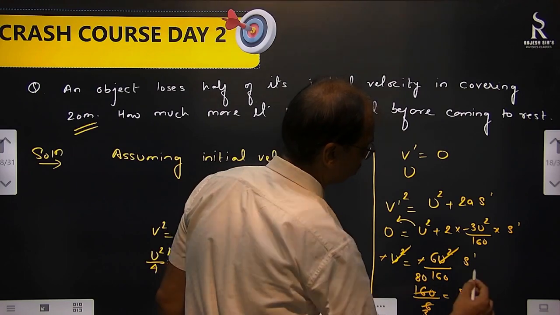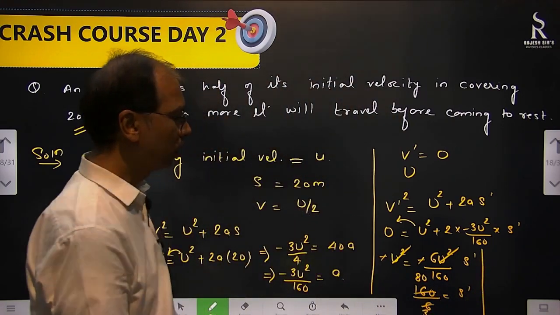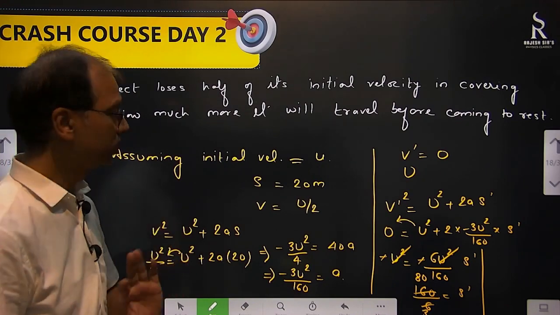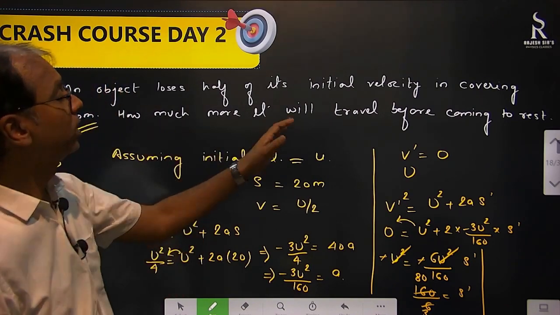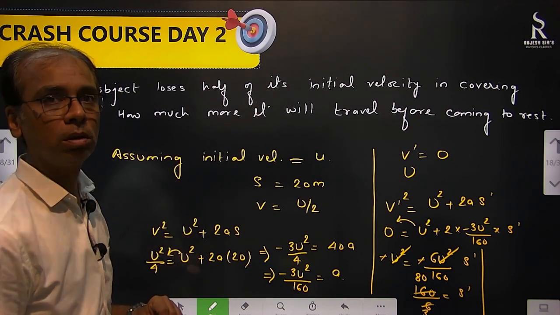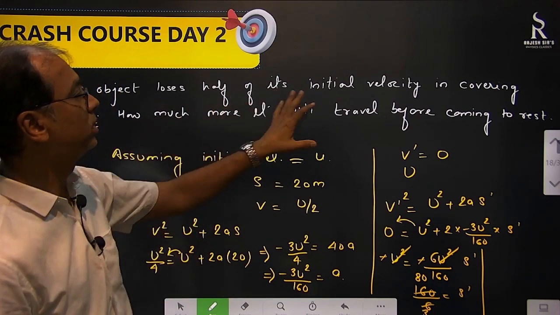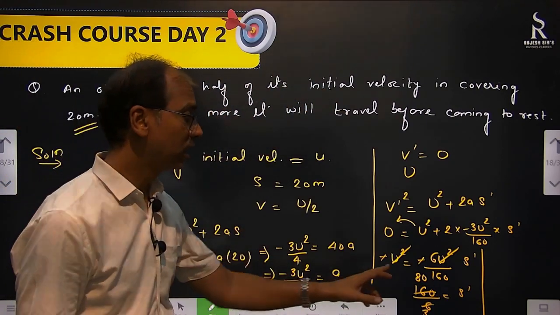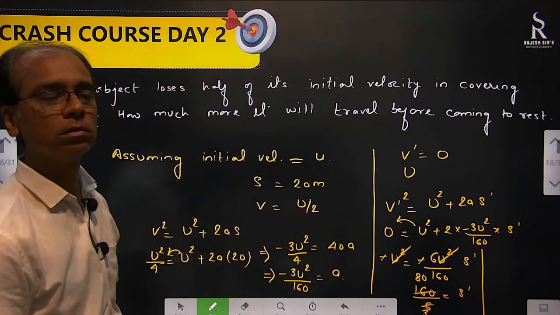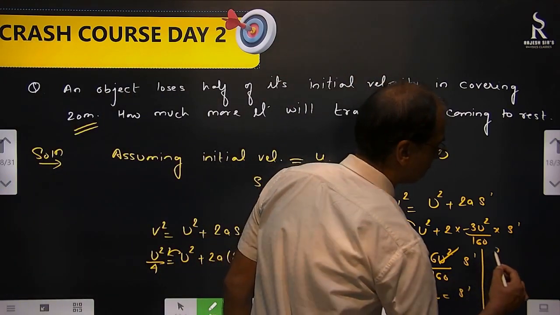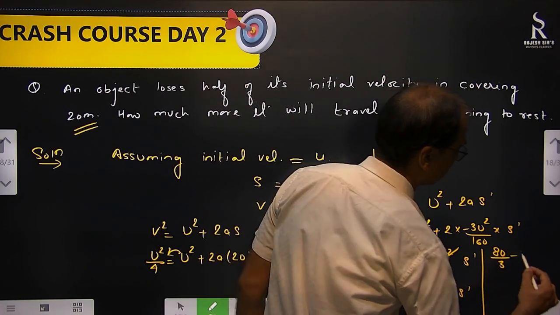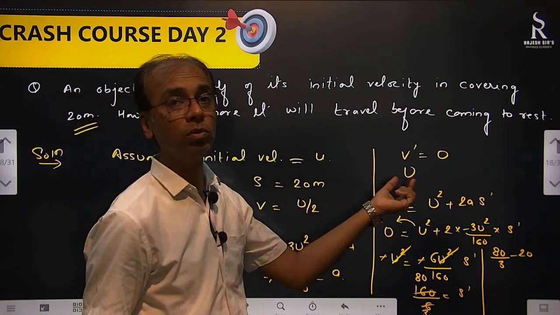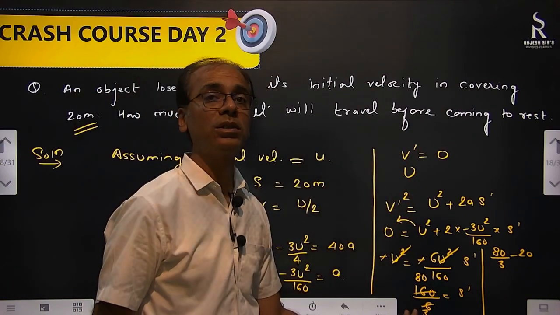So the total distance it is going to travel is 80 by 3 total. But is he asking total from us? He is asking how much more it will travel. How much more? That means it traveled 20 already, in which its velocity became half. Further, how much is it traveling? So further means 80 by 3 minus 20 we have to find. Because 80 by 3 is which distance? Total, because initial velocity you consider u and final 0. So total it is traveling 80 by 3.